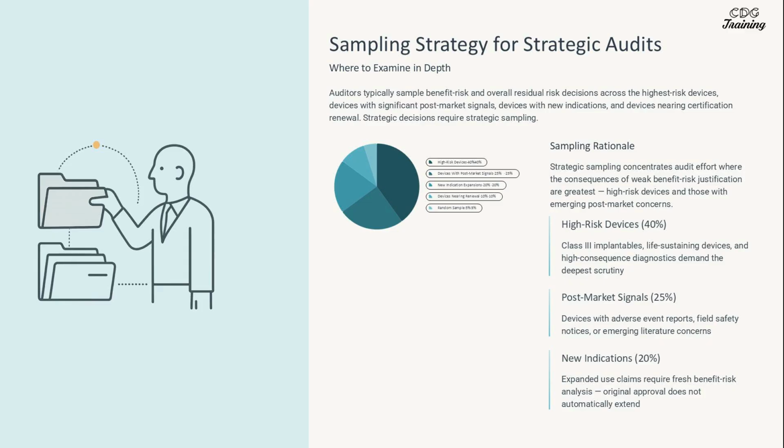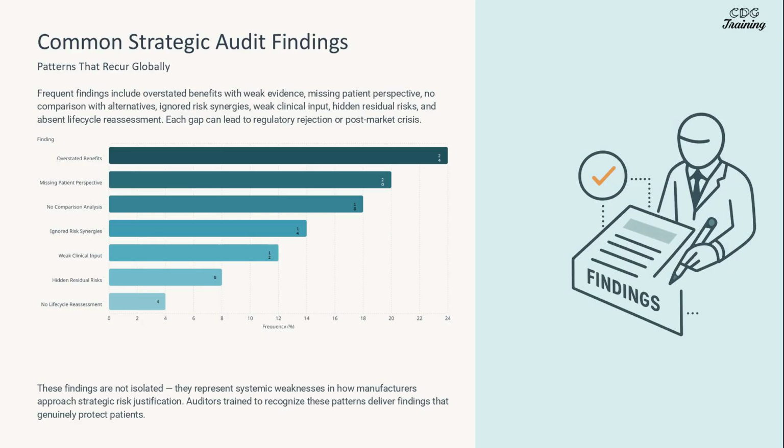Auditors typically sample benefit risk and overall residual risk decisions across the highest risk devices. Strategic decisions require strategic auditing to ensure compliance and safety. Frequent findings include overstated benefits, weak evidence, and missing patient perspectives. Recognizing these patterns helps auditors identify systemic weaknesses in risk management.